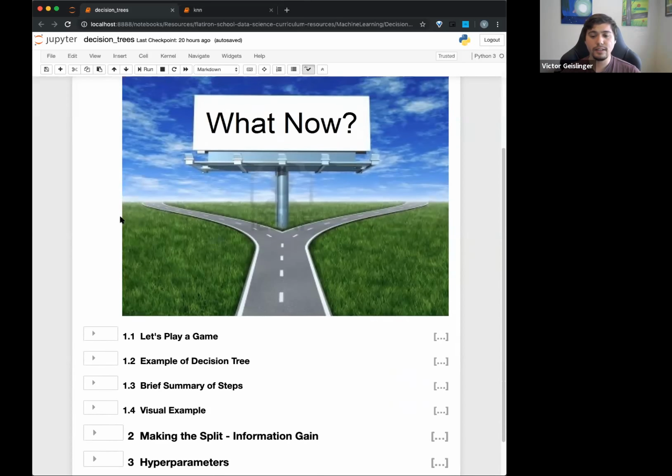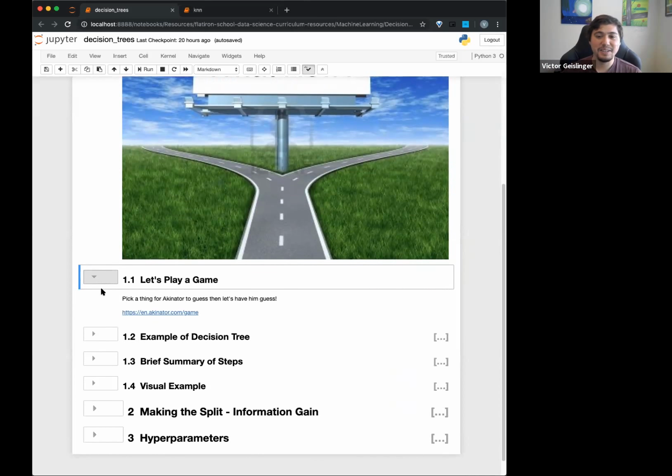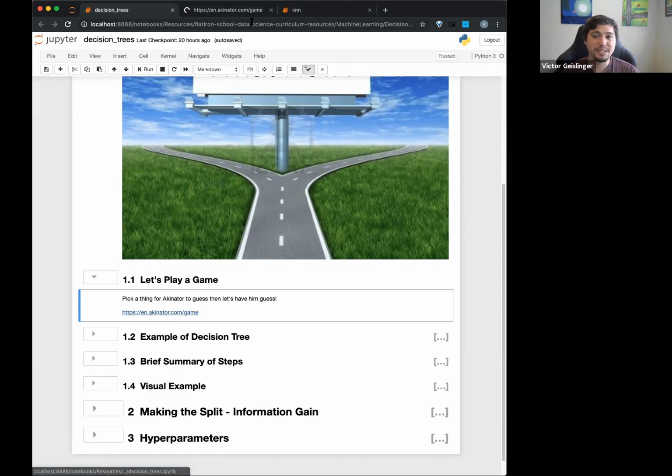So let's see what this is. You might have actually experienced a decision tree. Have you ever played 20 questions before? Yeah, 20 questions is like this decision tree. You have some picture in your head, and you just ask a bunch of questions. I don't know if you've ever seen this online game, Akinator. Have you seen this before? I'm just going to share a little bit.